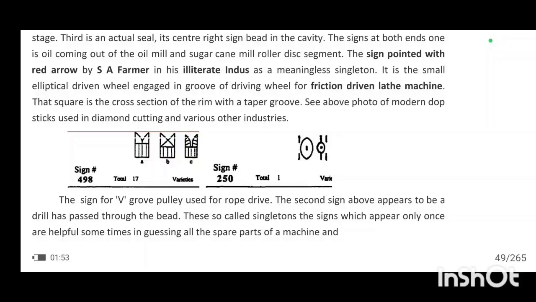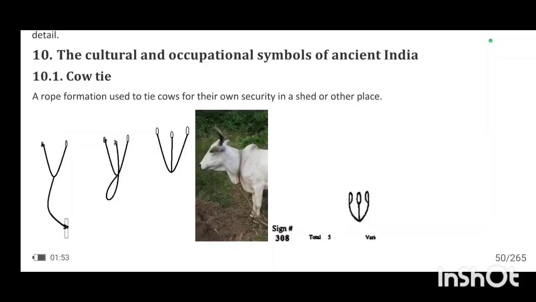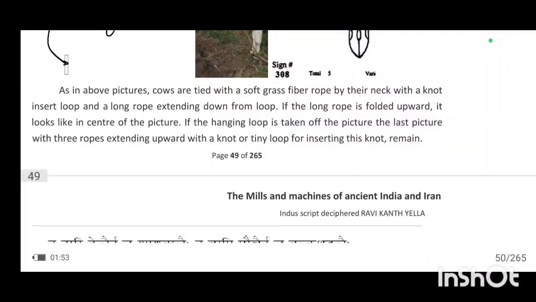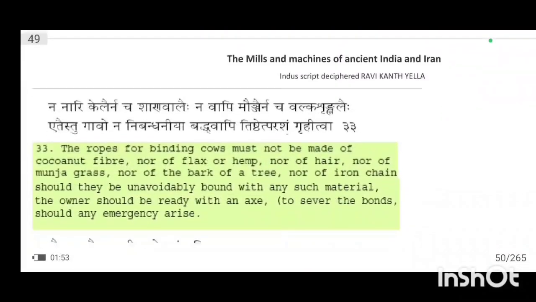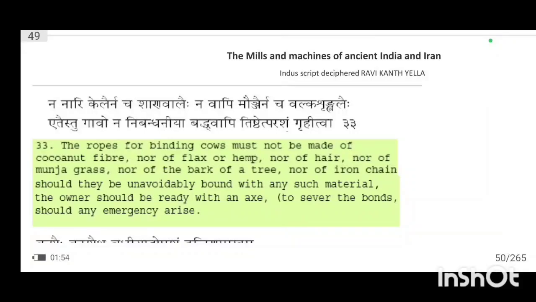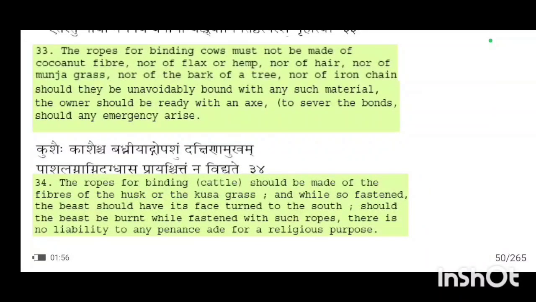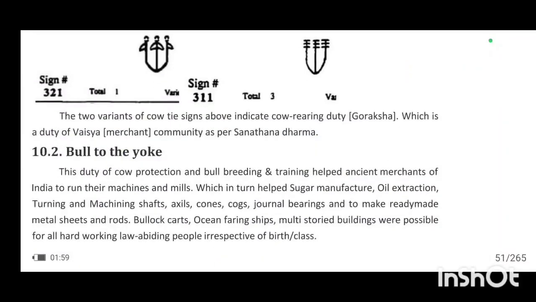Everything is clearly written. This is another strange symbol, but a very simple thing. The rope used to tie a cow. These are scriptures from Parasara Smriti. How not to tie a cow to any post. Two more symbols of cow tying rope.